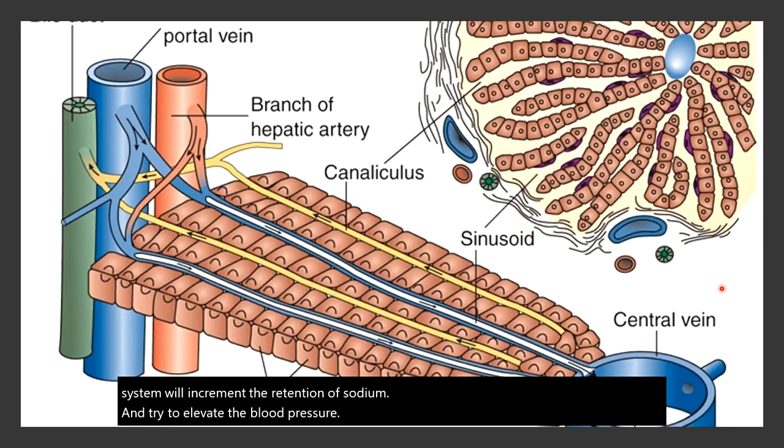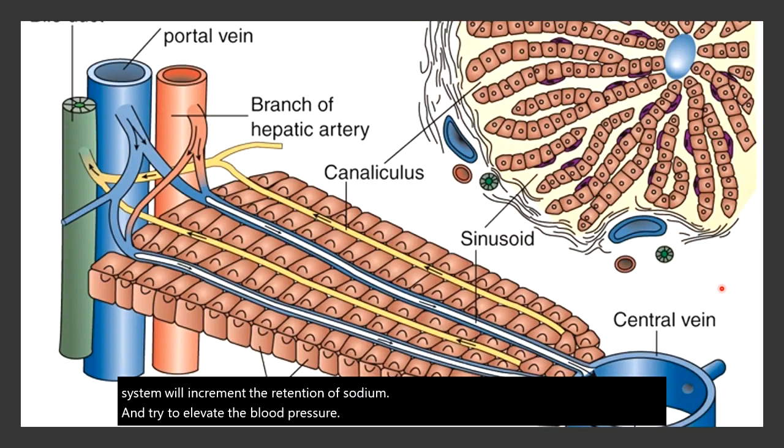The bile produced by each hepatocyte will circulate up to the right or left bile duct. Both of them will connect and form a common bile duct, and then it will connect to the cystic duct, and all the bile produced by the hepatocytes will be collected in the gallbladder.